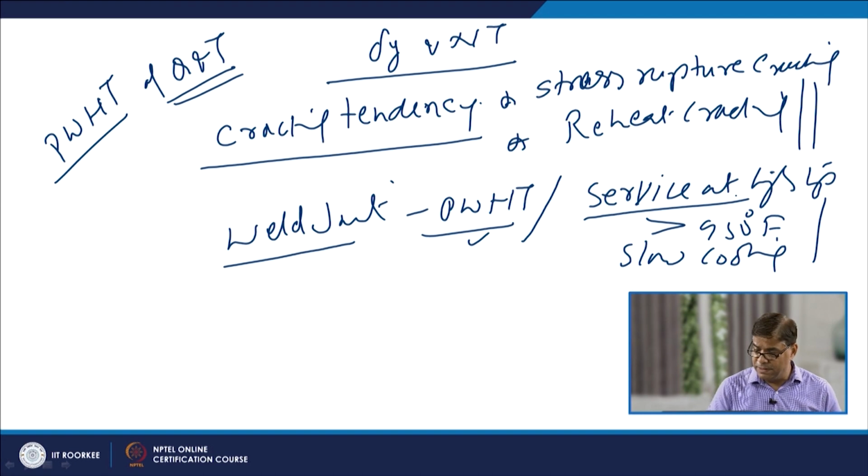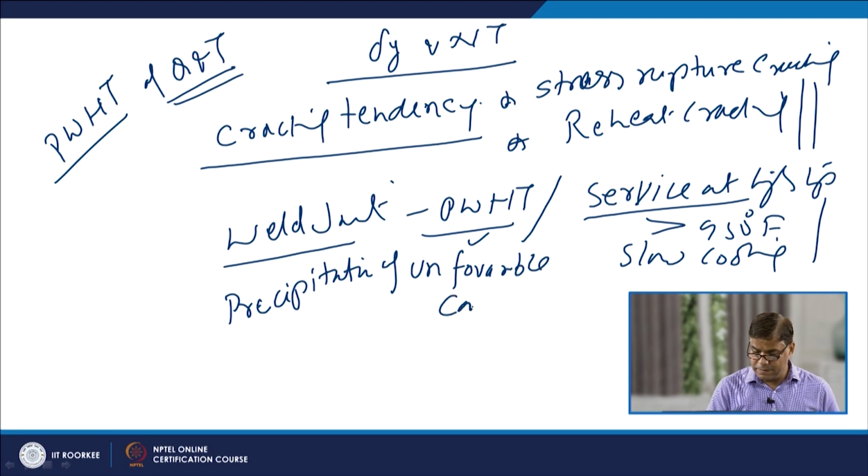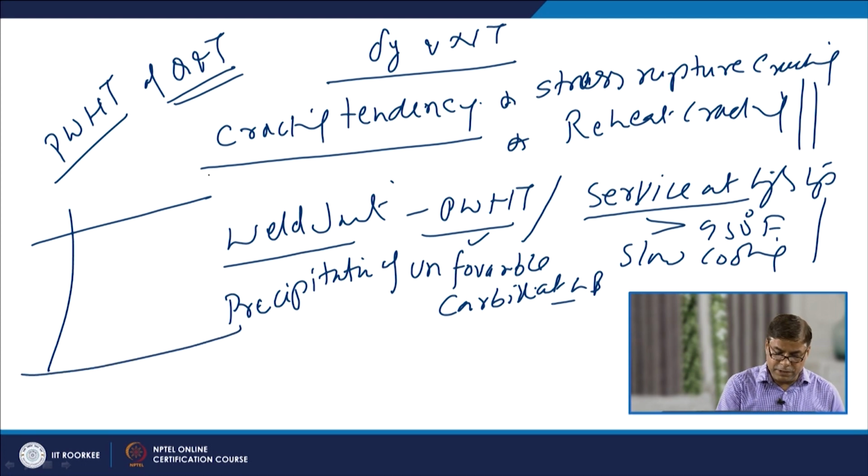This high temperature exposure leads to the precipitation of some unfavorable carbides at the grain boundaries, like say in the steel in the weld joint or in the heat affected zone. These steels frequently have chromium, molybdenum, vanadium, and also carbon in a range of 0.1 to 0.25%.